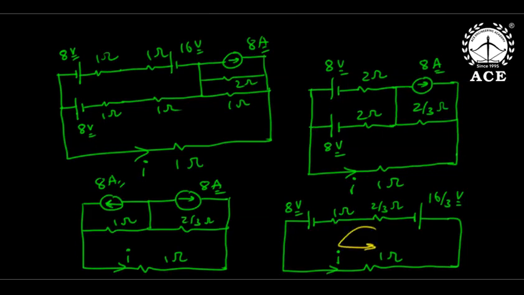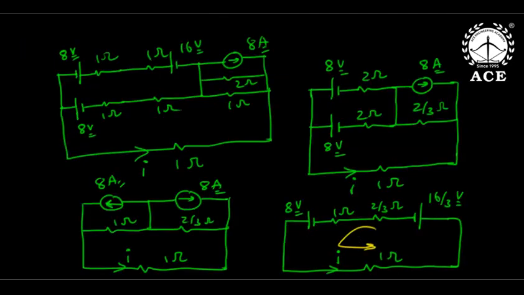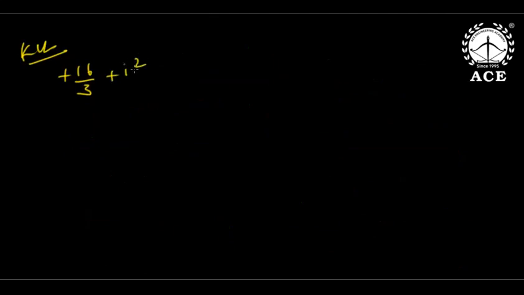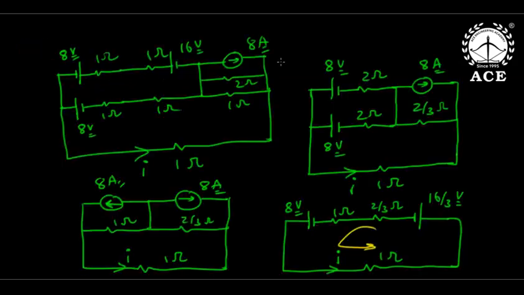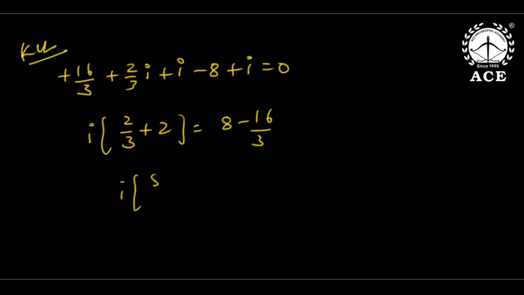I am writing KVL anticlockwise. So KVL anticlockwise: plus 16 by 3, I into 2 by 3 plus I into 2 by 3, 2 by 3 I plus 1 into I. This again is minus 8. This again 1 into I equal to 0. So if you take I common, 2 by 3 plus 1 plus 1 is equal to 8 minus 16 by 3. If you take again, this is 8 by 3, this also becomes 8 by 3. So I is 8 by 3 divided by 8 by 3, which is 1 ampere.